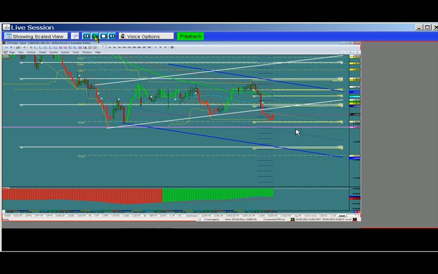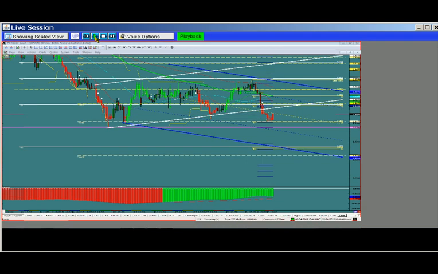Turns around and goes down, we're targeting 43.81 right here. And it could actually break down and go all the way to here. But we'll target the 43.81 day chart bottom right there. All right, so that's what I see, folks.